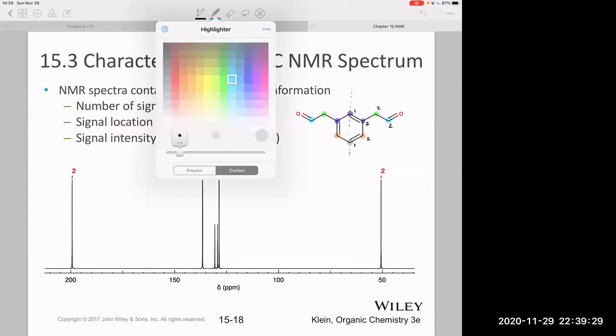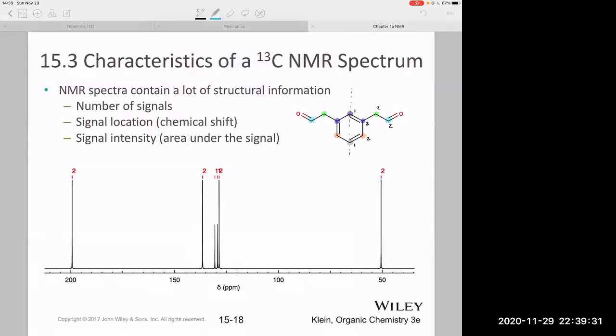The easy ones to do are going to be the ones in the extremes. So this all the way north of 150, remember that that is characteristic of a carbonyl carbon. So that's going to be our cyan carbons there. And then likewise, we have one sitting around 50. That's going to be just those boring old methyl, ethyl, whatever alkyl carbons. So that's going to correspond to the green.